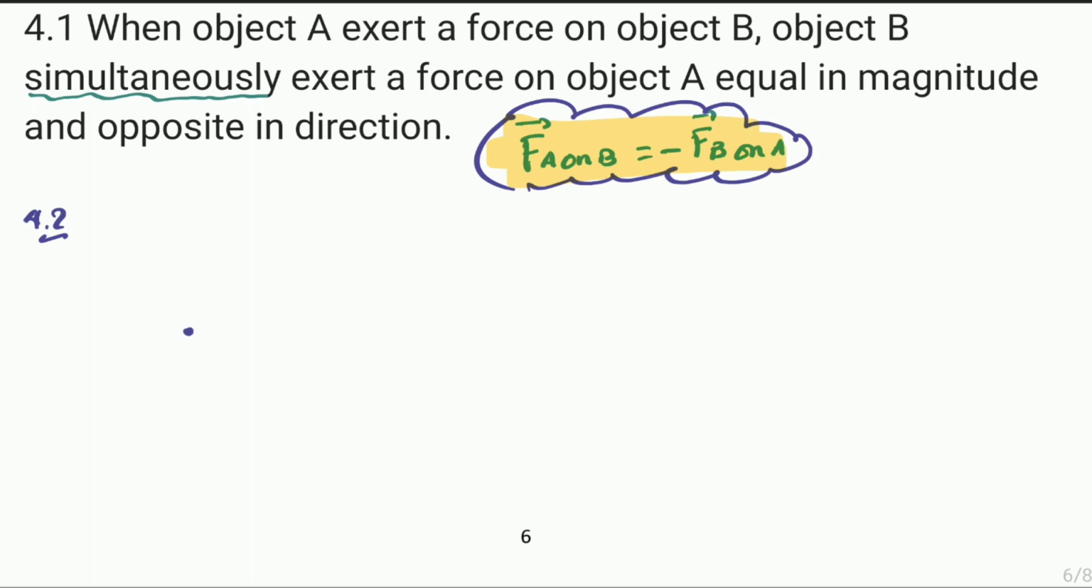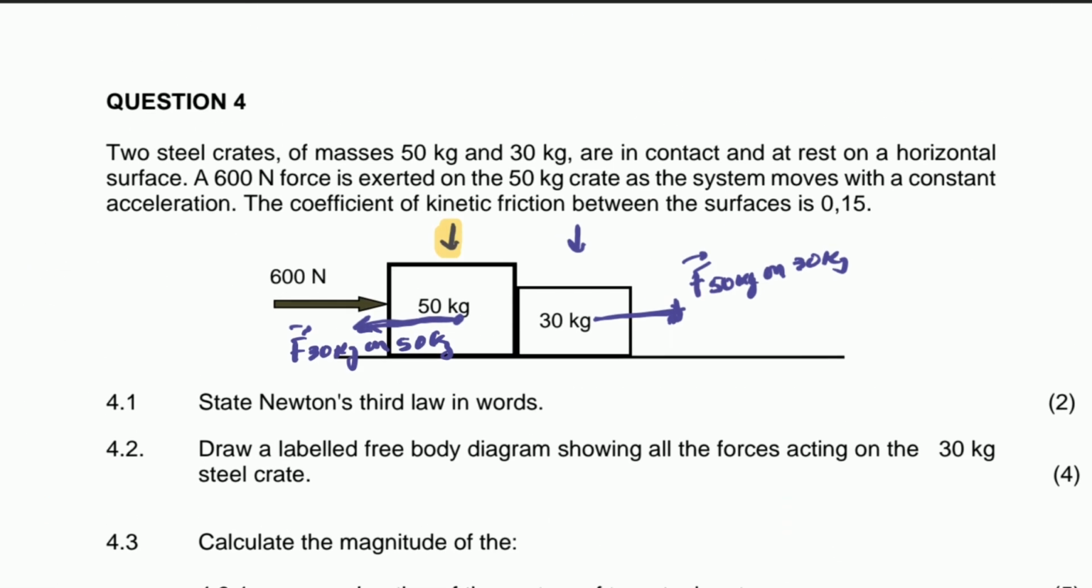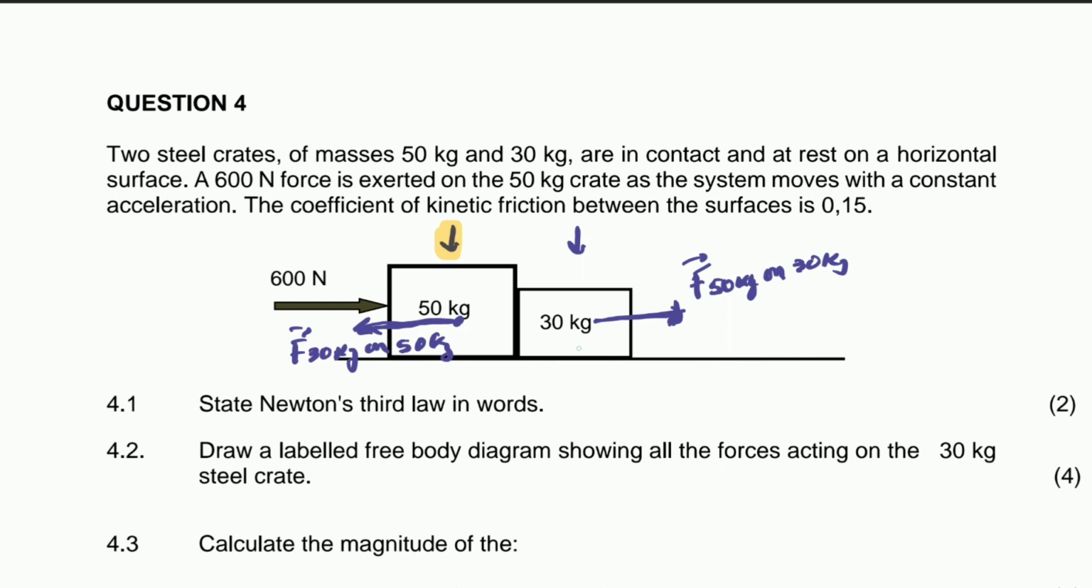So now if we go to this specific object, the 30 kilogram block, what forces are acting there? As we represent here on that object, this is the first force that you can see there, the force from the 50 on the 30. What other forces are acting there? Well, there's also friction in the opposite direction on this object. There is normal force and there is weight. So those are the forces acting on that specific 30 kilogram block.